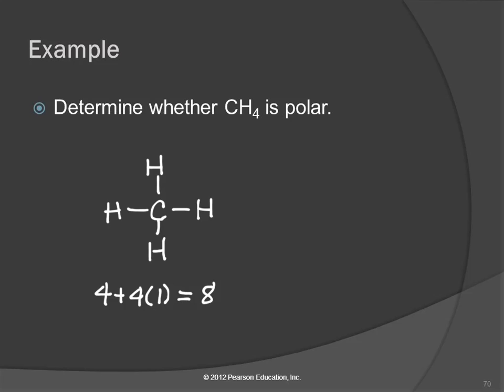So let's use my method. So we've got our Lewis structure. Are there any lone pairs on the central atom? No. Are all the atoms bonded to the central atom the same? Yes, they are. So there's no lone pairs, and all the atoms are the same. Both conditions are met. This is a nonpolar molecule.